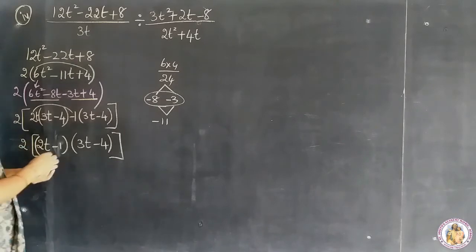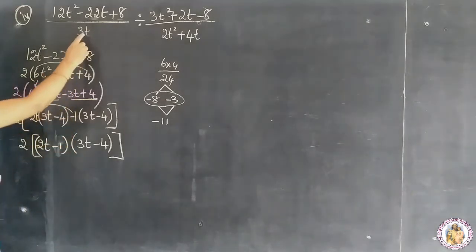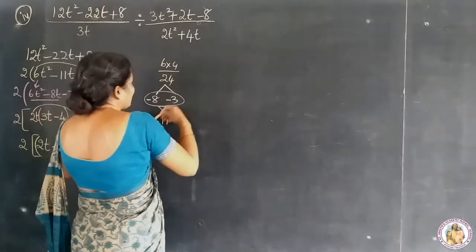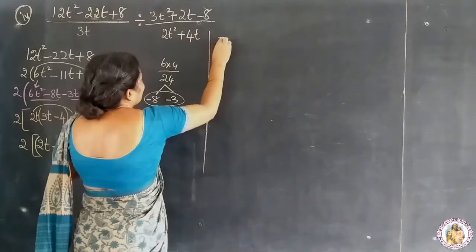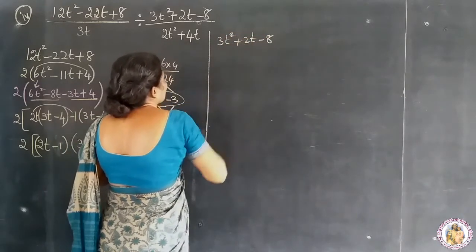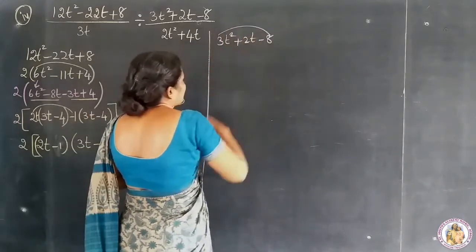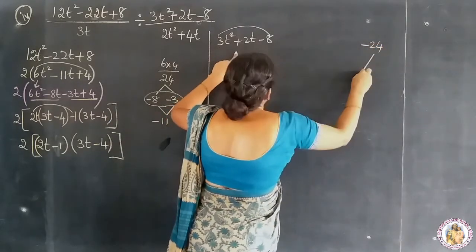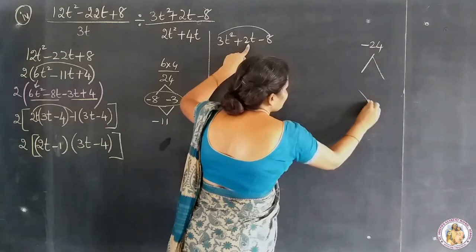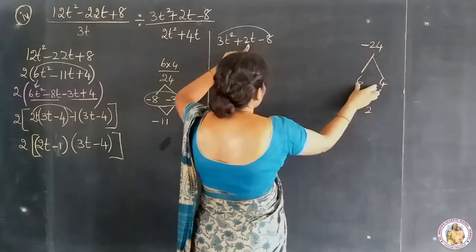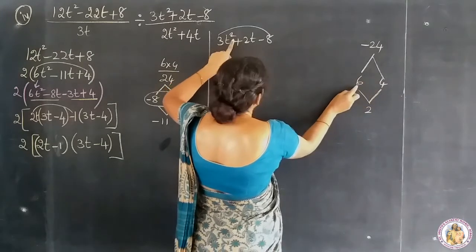Okay, and then 3t is already simplified. Then find out 3t square plus 2t minus 8. So same, take first and last. 8 3s are 24. So we must get 2. So 6 fours are 24 here plus 2.